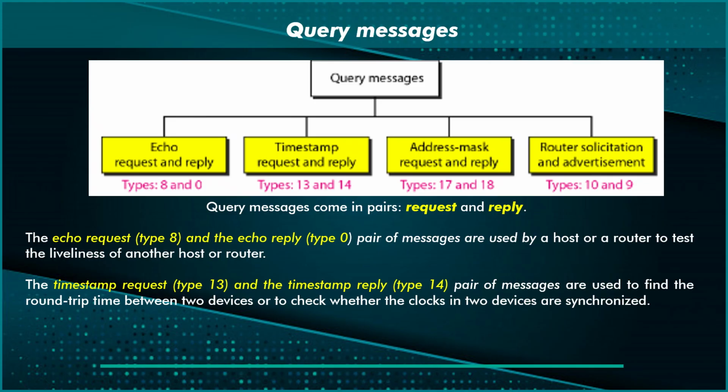The second message is the timestamp request, which is type 13, and the timestamp reply, which is type 14. This pair of messages is used to find the round trip time between two devices or to check whether the clocks in two devices are synchronized. To make it very simple, when you and your friend keep chatting, both of you have to synchronize with the same time clock in order to have healthier communication. This time synchronization is monitored by this kind of query message.